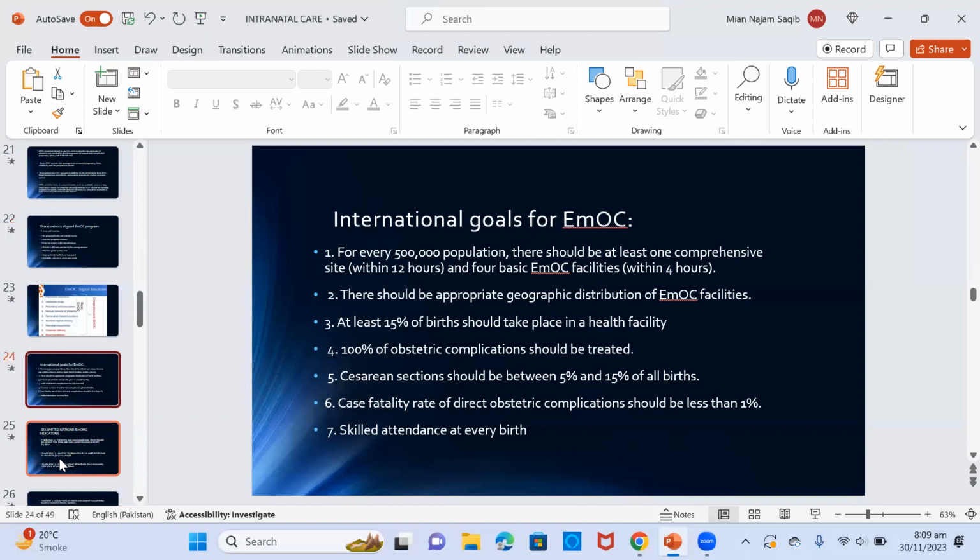International goals for EmOC: for every 500,000 population, there should be at least one comprehensive site within 12 hours and four basic EmOC facilities within 4 hours. There should be appropriate geographical distribution of the EmOC facilities. At least 15% of births should take place in a health facility. 100% of obstetric complications should be treated. Cesarean section should be between 5% and 15% of all births. The case fatality rate of direct obstetric complications should be less than 1%, with skilled attendance at every birth.